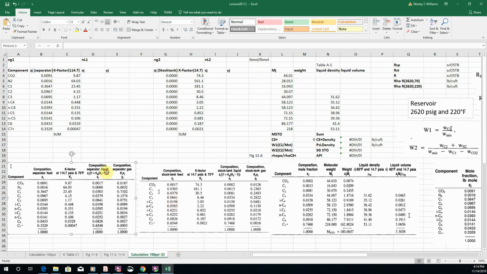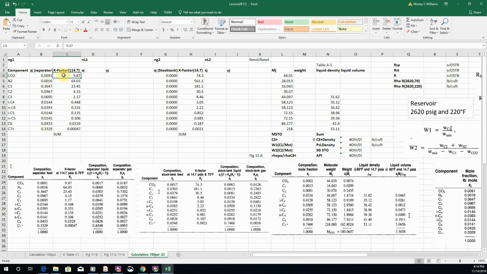So I basically went through and started cutting pieces of the example problem out and have them stacked up here so we can do this calculation. So we're given the components here. Here's all the components. Here are the values given for the composition coming out of the well into the separator. We call that Z sub J. So there's all the composition.